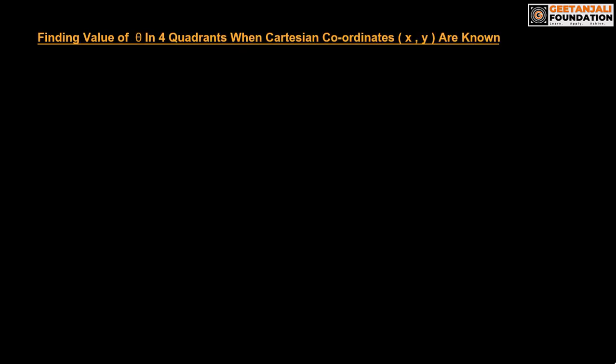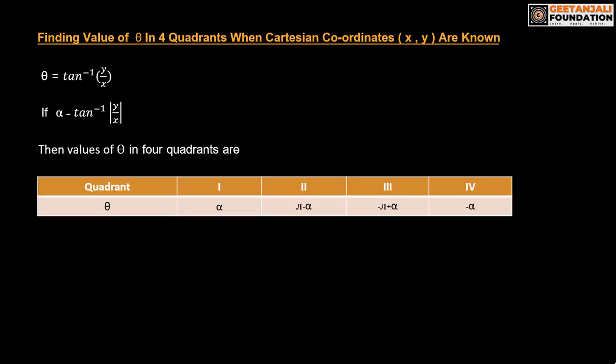How do we find the value of theta? So we know that theta is equal to tan inverse y upon x, where x and y are the Cartesian coordinates of the point. But if we take it this way, there are chances of making mistakes. So follow the following procedure. First, take alpha is equal to tan inverse modulus of y upon x. That is the positive value of y upon x. Then find in which quadrant our rotating ray is.